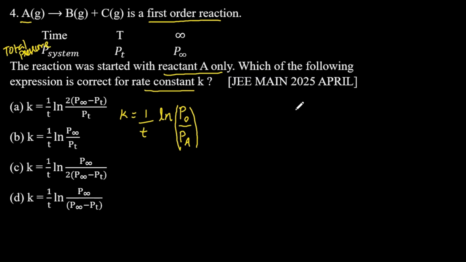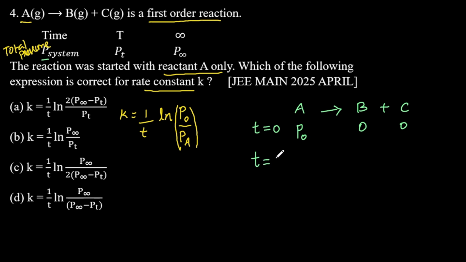So the given reaction is A gives B plus C. The stoichiometric coefficient is 1 for the reactant as well as the products. They are telling that the reaction was started with the reactant A only. It means that at time t equal to 0, only reactant A will be there. Products are not at all formed. Here we are talking about pressure, so the pressure of the system will be the pressure exerted by A alone. So let us keep that as P naught. So P naught is the initial pressure exerted by A.